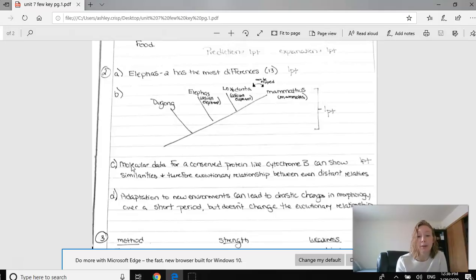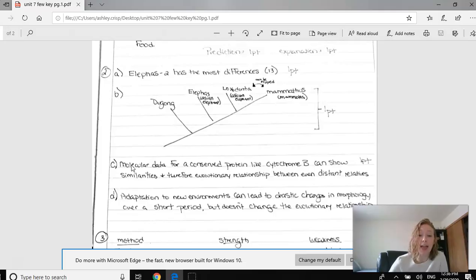But the question really was asking you, how can we use molecular data from fossils? So it's not actually asking you to compare the fossils themselves. It's really asking you if you compared molecular data. So that's DNA and RNA and/or proteins.